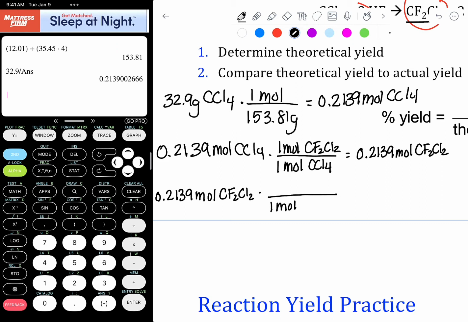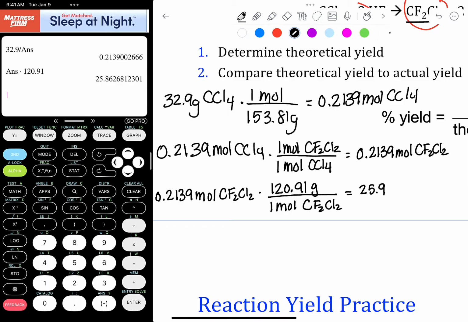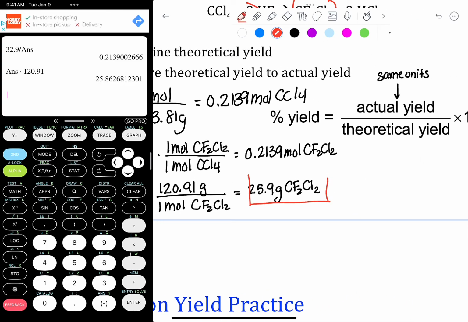So 1 mole of CF2Cl2 has a molar mass of 120.91 grams. Okay, so we take that value of moles, we multiply it by 120.91, and we get 25.9 grams of CF2Cl2. Okay, so this right here, that 25.9, that's our theoretical yield.